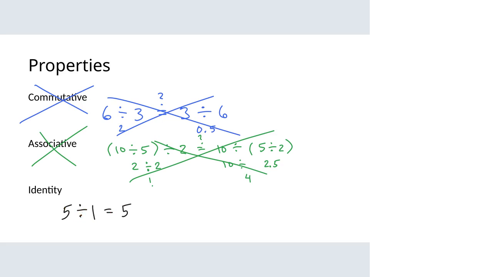So at first glance, we might think, hey, the identity property works. But remember, for the identity property to hold, it has to work both ways, which means I also have to be able to do 1 divided by 5 and get the same number back, and we don't. And so there's no identity property for division either. So no commutative, no associative, no identity for division. Let me know if you have any questions about that.